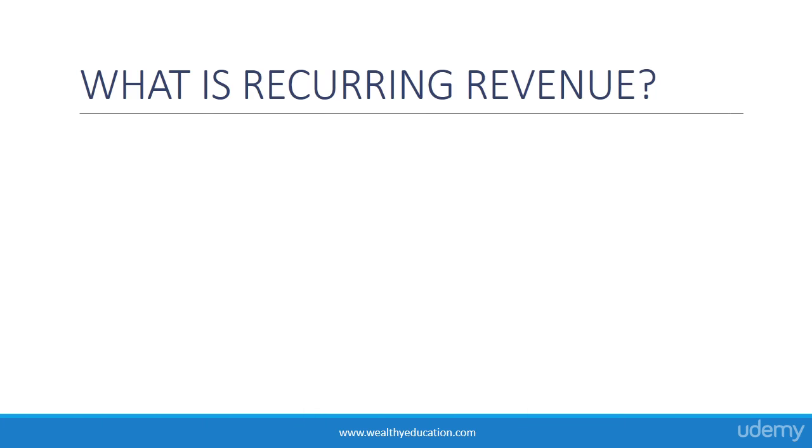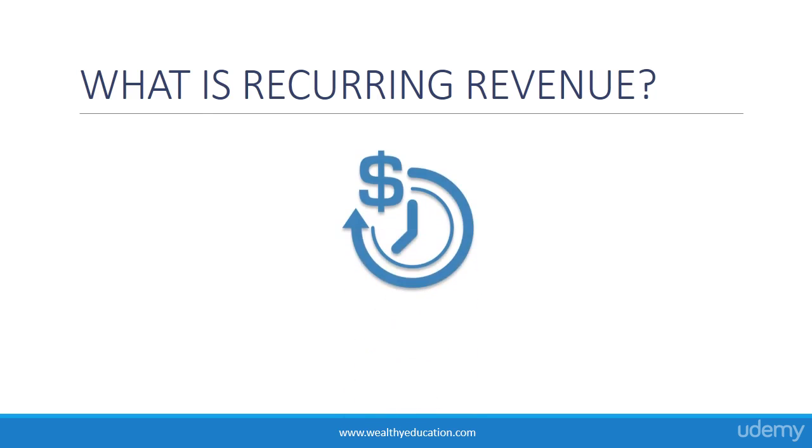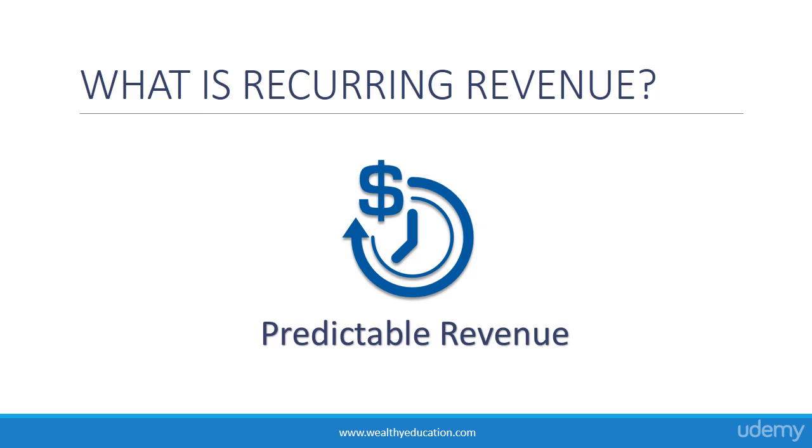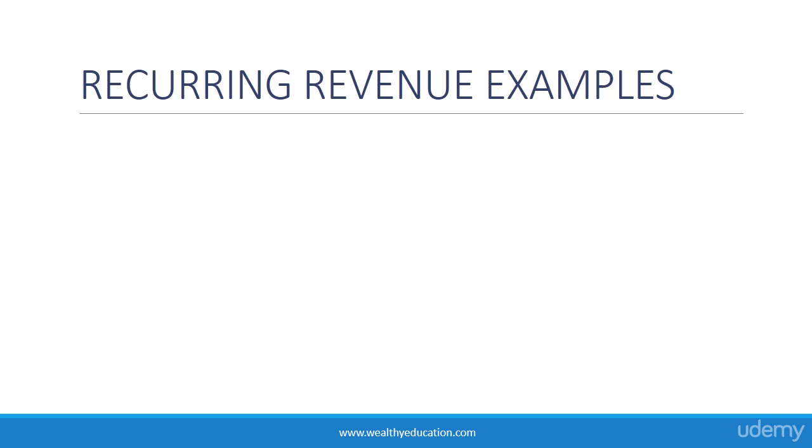So, what is recurring revenue? In very simple terms, recurring revenue means predictable revenue, or in other words, recurring revenue is a revenue that is highly predictable. Let me give you some examples so you can understand clearly what is defined as recurring revenue.